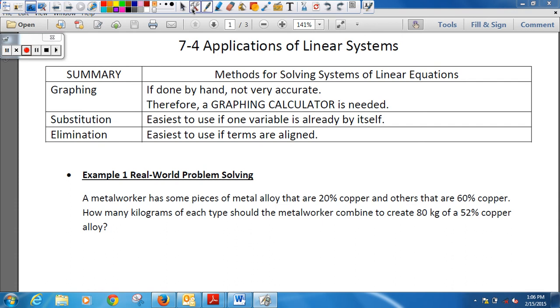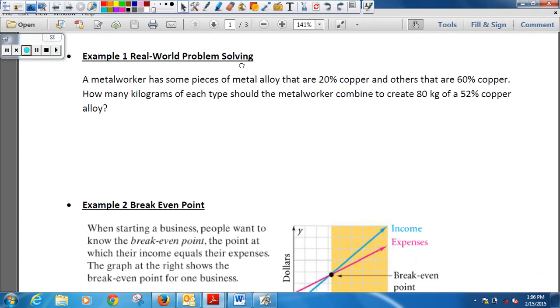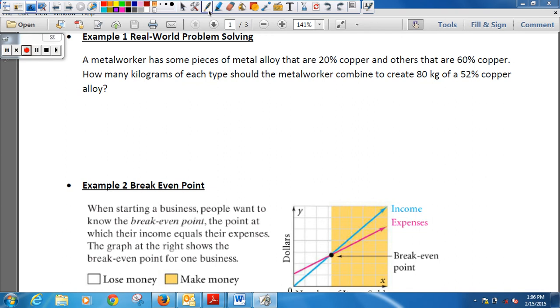Example 1 in our application part today says a metal worker has some pieces of metal alloy that are 20% copper and others that are 60% copper. How many kilograms of each type should the metal worker combine to create 80 kilograms of a 52% copper alloy? The first thing I would suggest you do is figure out what the variables are going to stand for. In this case, I'm going to have X stand for the mass of the 20% alloy, and Y stand for the mass of the 60% alloy.